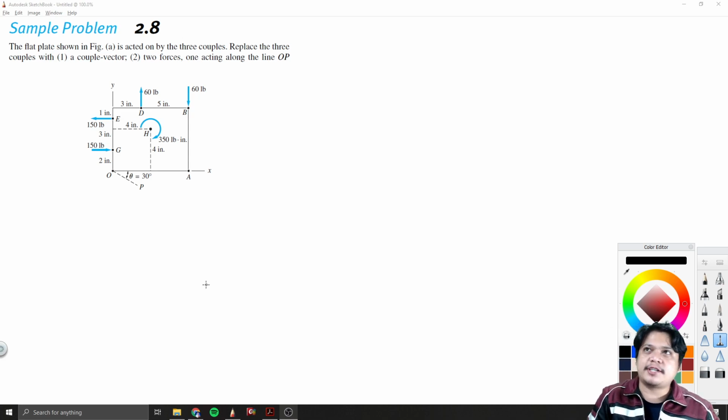Okay, so let's have the second problem. The flat plate shown is acted on by three couples. Replace the three couples with one couple vector. Two, force, one acting line.